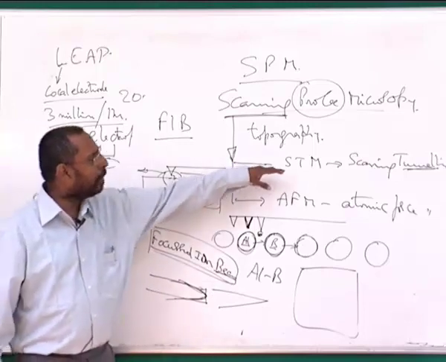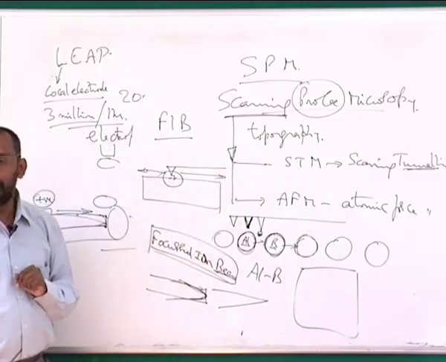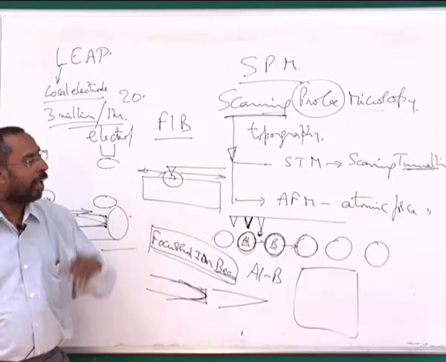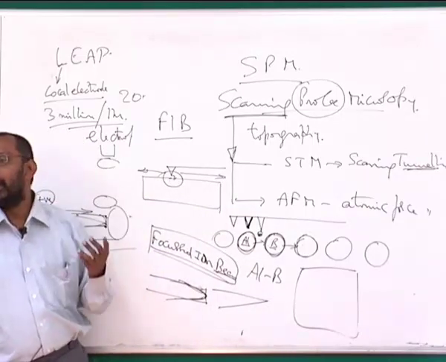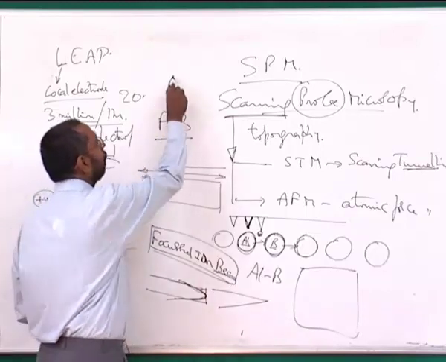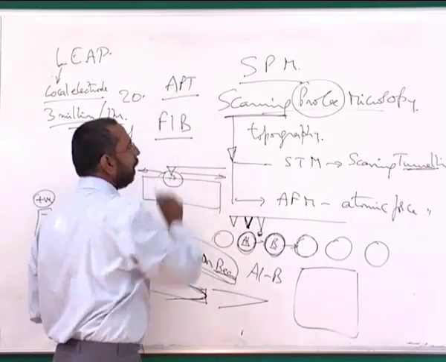So usually FIB is used for preparing the STM tips or AFM tips, or even the tips or samples that are required for 3D AP or atom probe tomography. So this is very common nowadays.